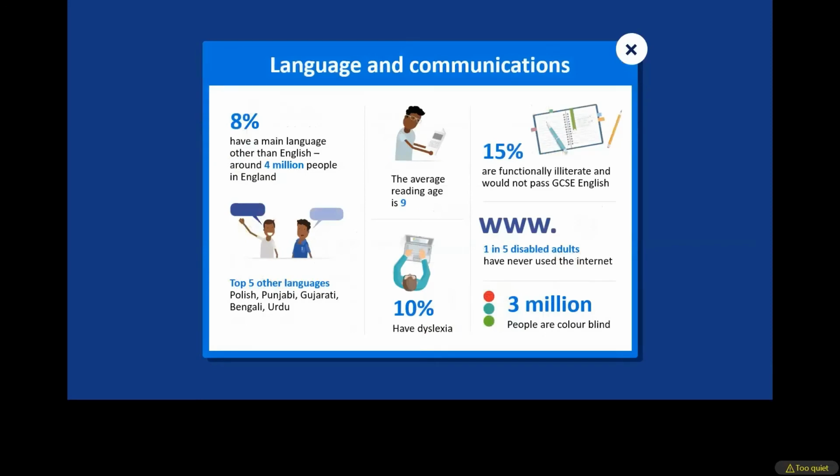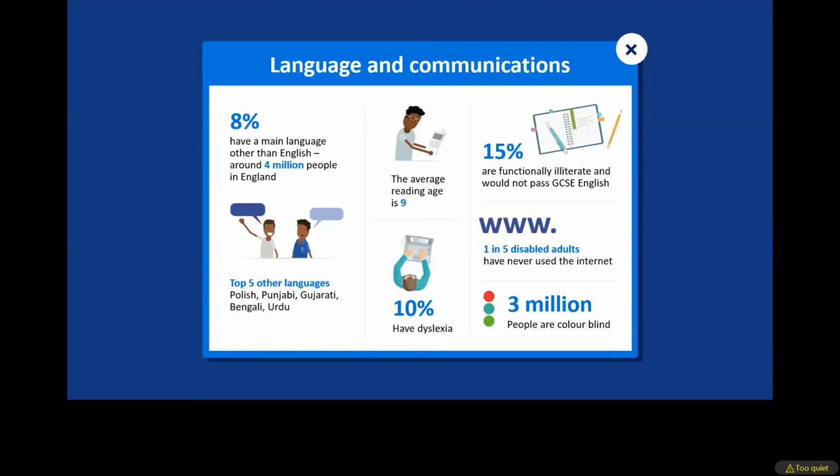Now, language and communications: 8% have a main language other than English. That's around 4 million people in England. The top 5 other languages are Polish, Punjabi, Gujarati, Bengali, and Urdu. If you are looking at the whole of the UK, well, Welsh would be in there too. A lot of you might already translate to a different language. So you might be thinking, should I be looking at the different locations and actually thinking about what their top languages might be? The average reading age is 9.